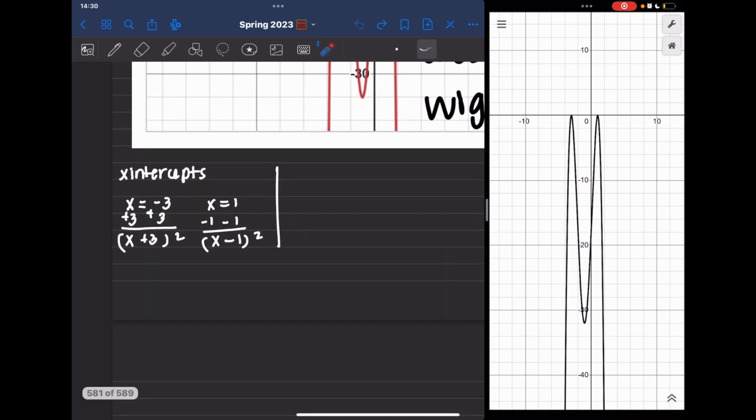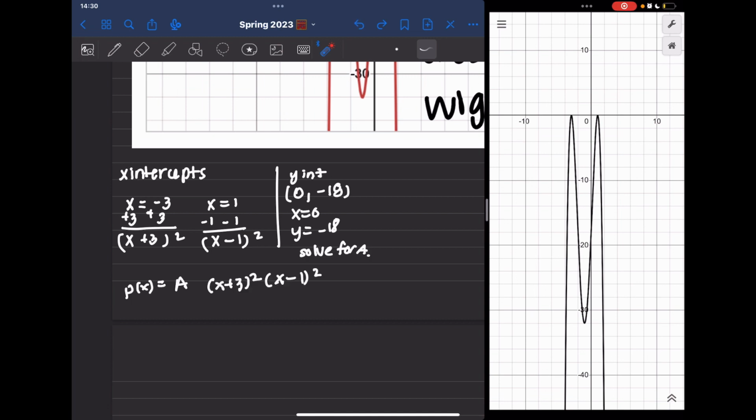And then we have the y-intercept. That's going to help us solve for a. So the y-intercept is 0, negative 18. That means that x equals 0 and y equals negative 18. So then we're going to substitute that into our template, and we're going to use that to solve for a. So the template right now with the x-intercepts is p of x equals a times x plus 3 squared times x minus 1 squared. And we're substituting the 0 right here, and the negative 18 goes right here for the p of x.